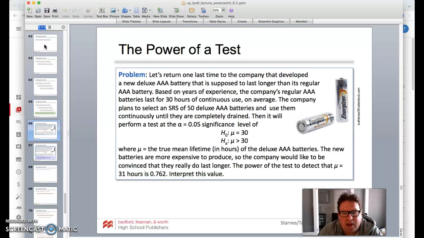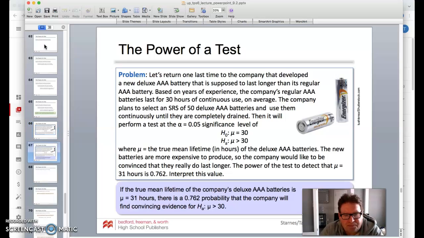All right, so let's go back to our battery problem. I remember those deluxe batteries, the null hypothesis was that the population mean was 30, and the alternative was greater than 30 at a 0.05 significance level. And the power, okay, so the company would like to be convinced that they really do last longer. So the power of the test to detect that the true mean is 31 hours is 0.762. So let's interpret that value.